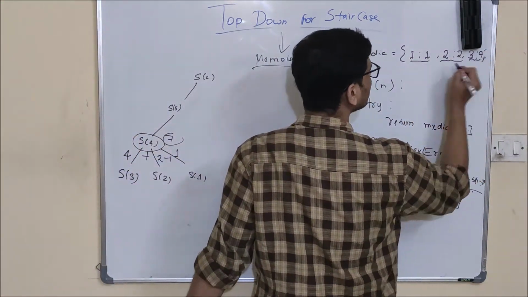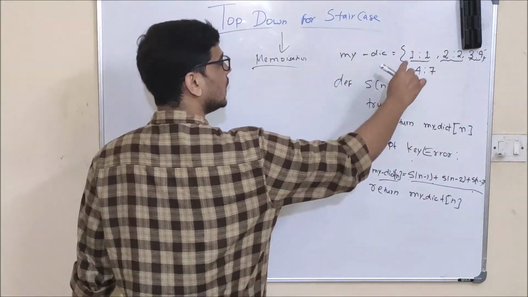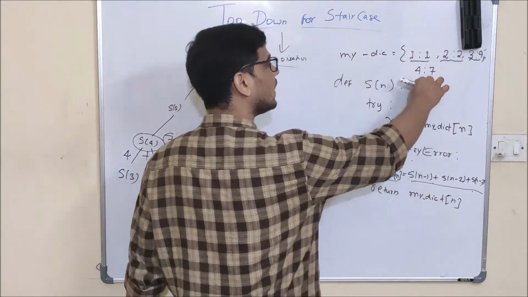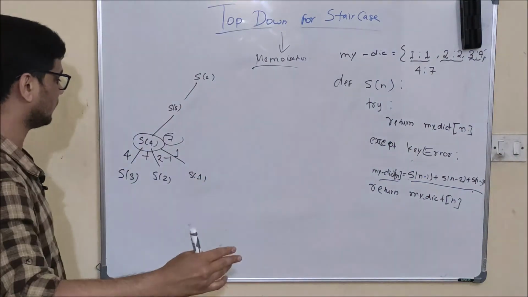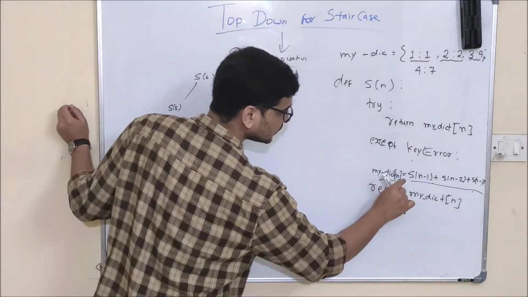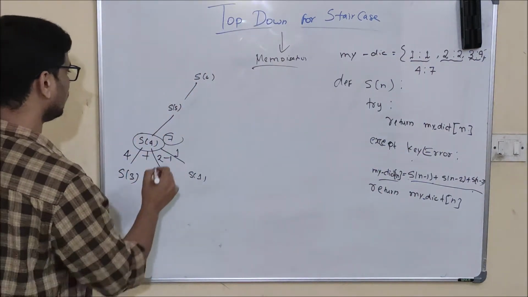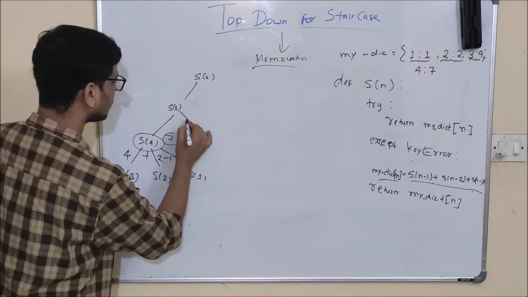That is, it will update key 4 with the answer 7, that is, value 7. So it first stores 7, and in the next line it will return it.